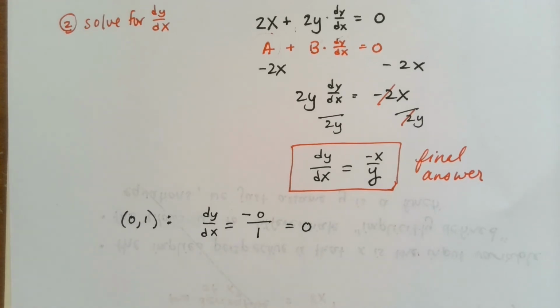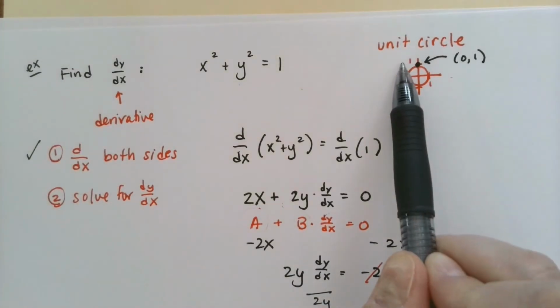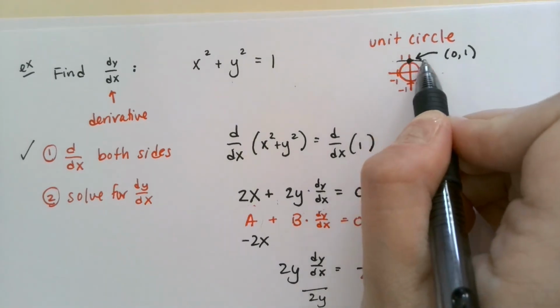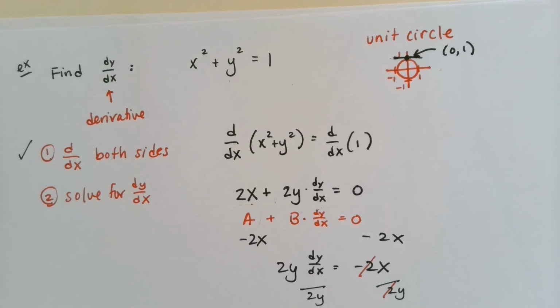So it's telling me the derivative at that point is 0, which actually makes sense when you look at the graph here. If I was going to draw a tangent line, it would be perfectly horizontal, right? The slope of that line would be 0. So having dy/dx equals 0 actually makes complete sense.